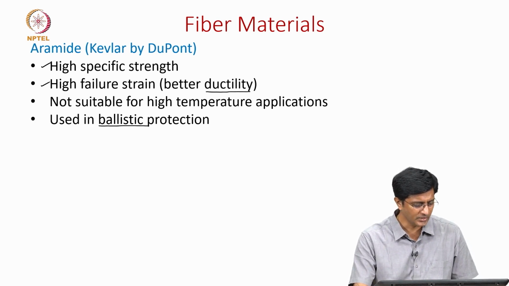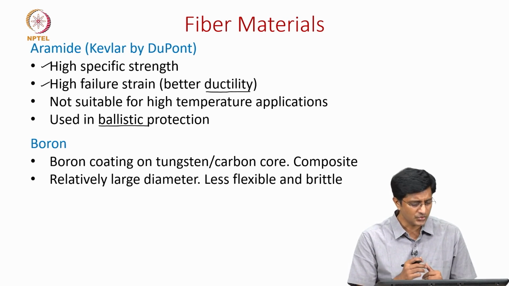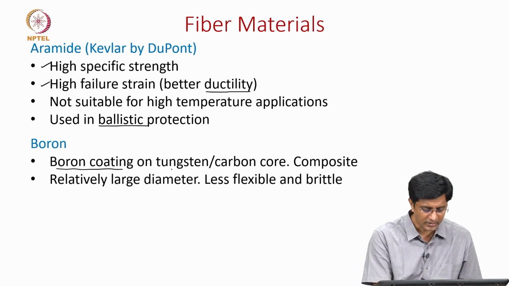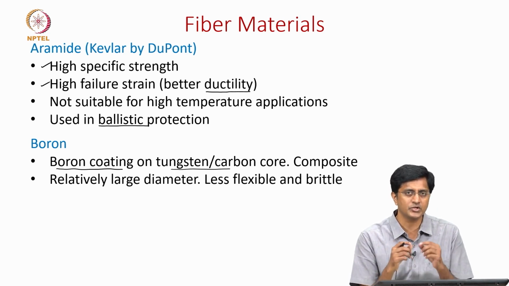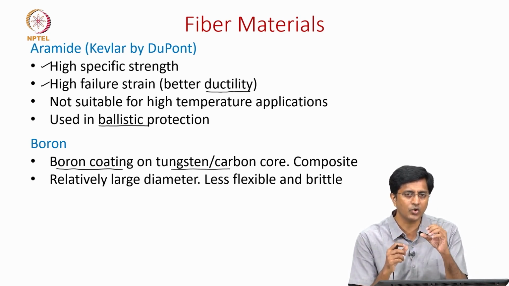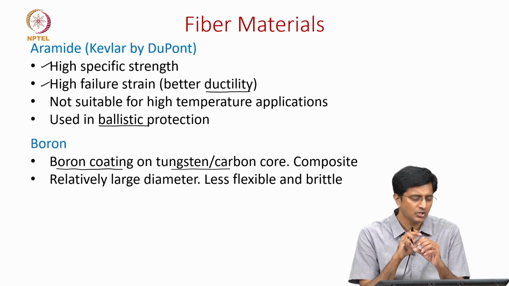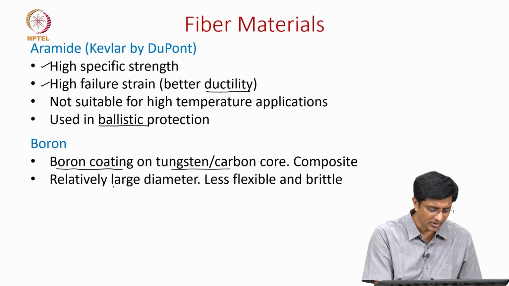So, in addition to these, we also have boron fibers. Usually boron is just a coating on a tungsten or a carbon core, which means it is itself a composite because it is made up of two materials: one, the core made up of tungsten or carbon, and upon which we have this boron coating, and usually these are relatively large diameters.